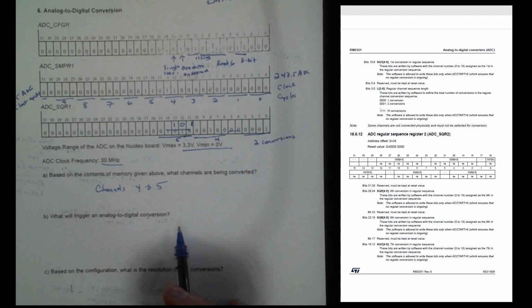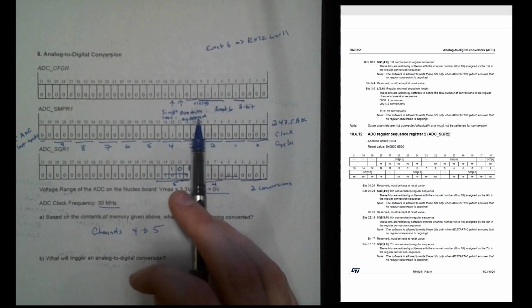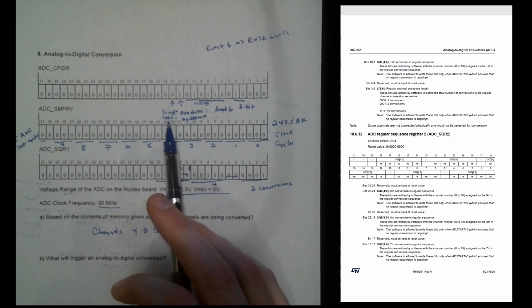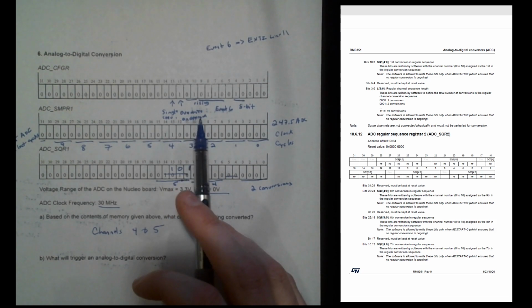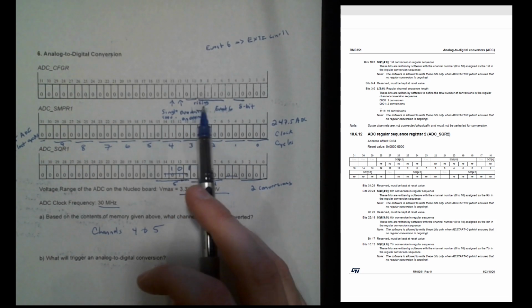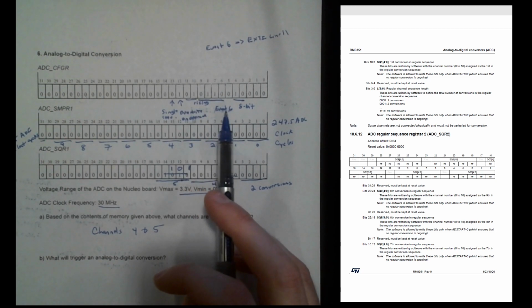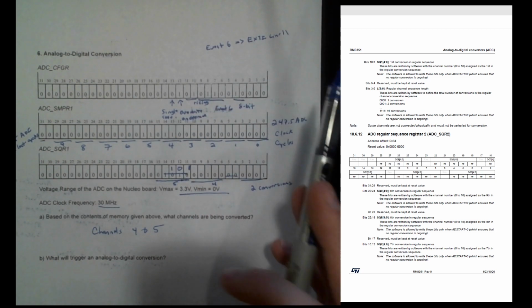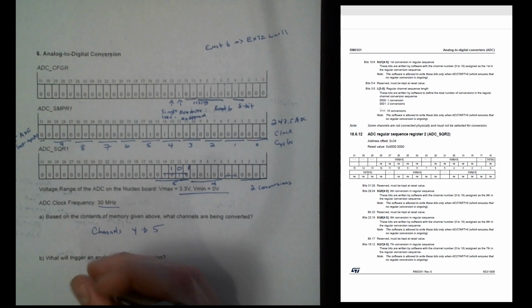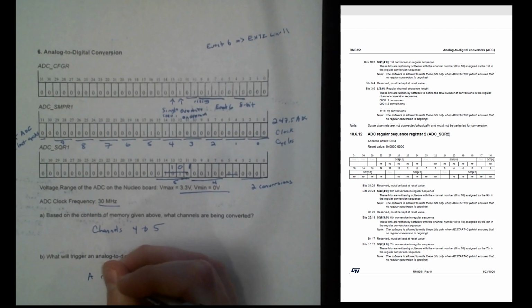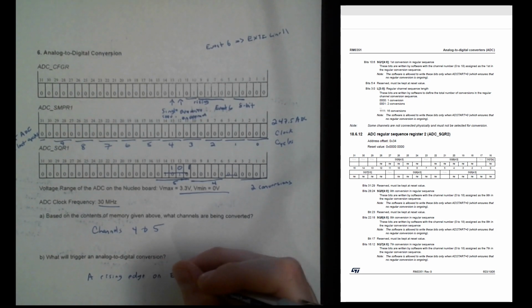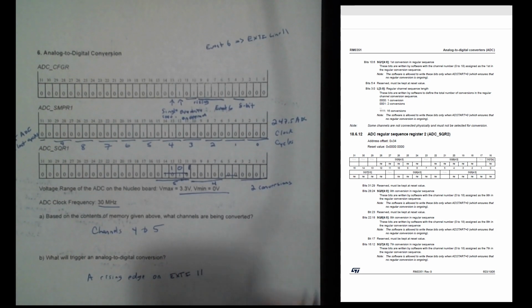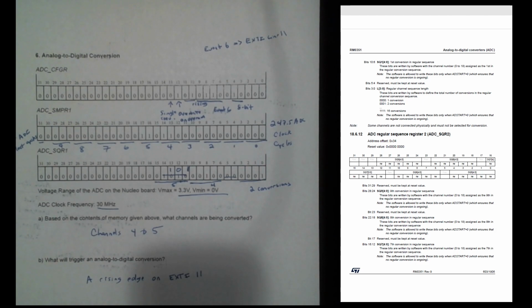What will trigger an analog to digital conversion? Well, we saw that we have this single conversion with overwrite on overrun. We saw that it was rising edge based for the event. Event 6 was EXTI line 11. So a rising edge on EXTI 11 is what's going to cause a conversion.